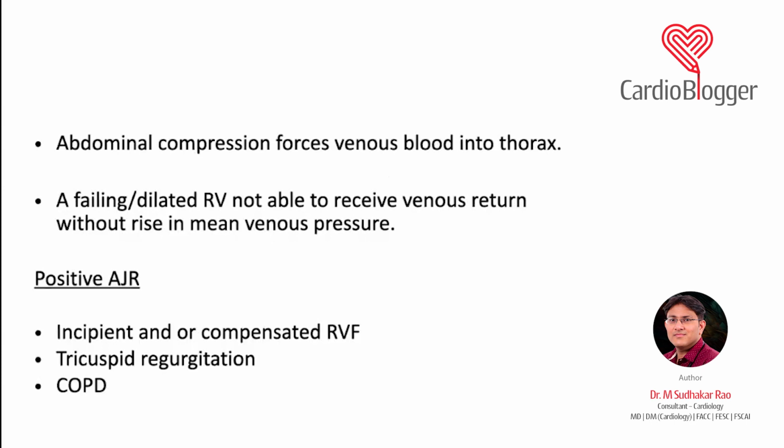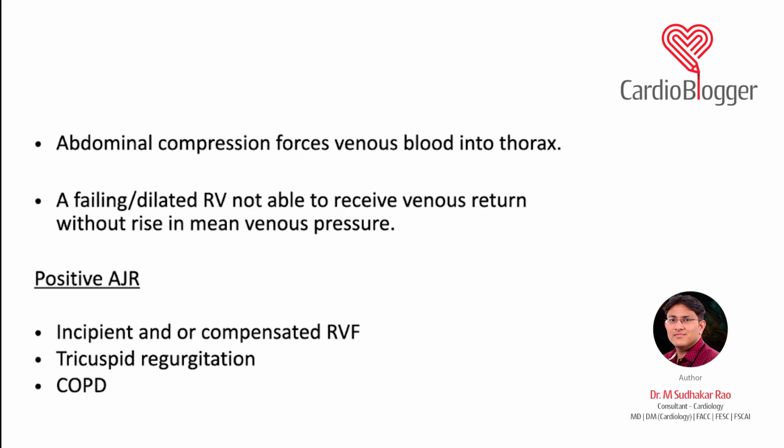Now, as I already told you, a failing and dilated RV may not be able to receive the venous return without a rise in mean venous pressure, and that is the cause of a prominent hepatojugular reflux. Now, the positive abdominojugular reflux, as I already told you, is seen in a compensated, not a decompensated, but a compensated right heart failure or an incipient right heart failure. Also in the cases who have a TR, but not prominent V waves or prominent A waves on JVP. If you do a hepatojugular, you may see the JVP become prominent or the V waves become prominent.